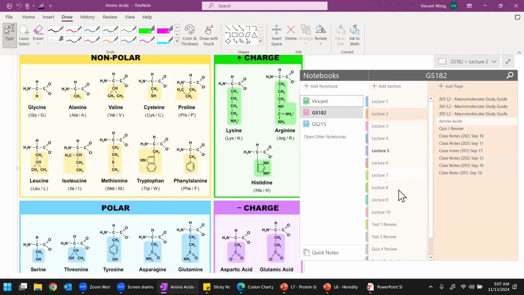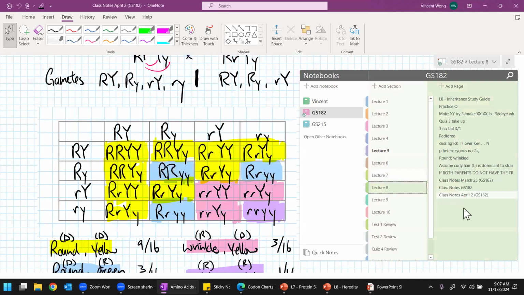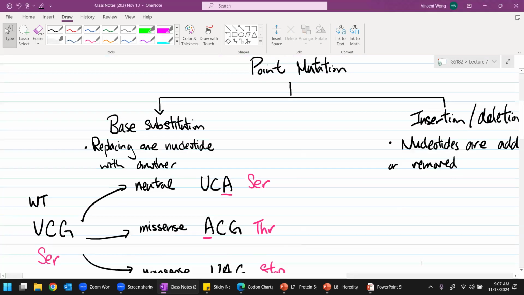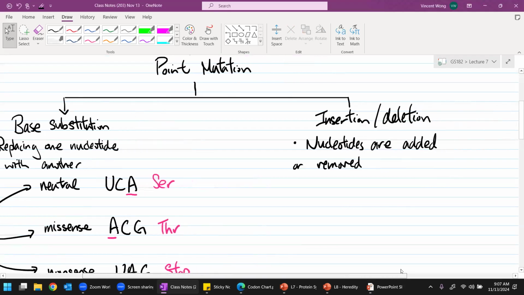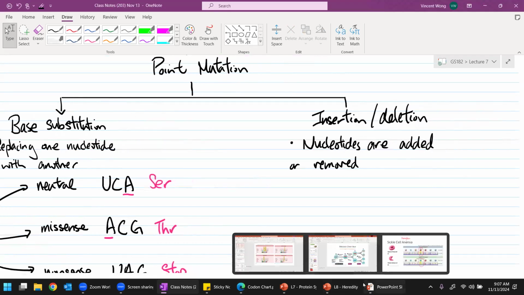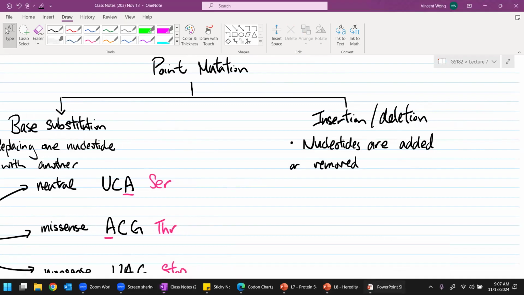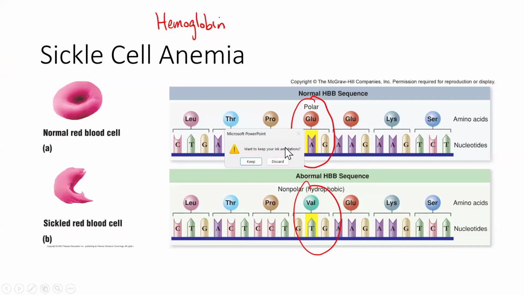All right. So to understand frame shift, to understand insertion or deletion mutation, we have to understand something called reading frame.